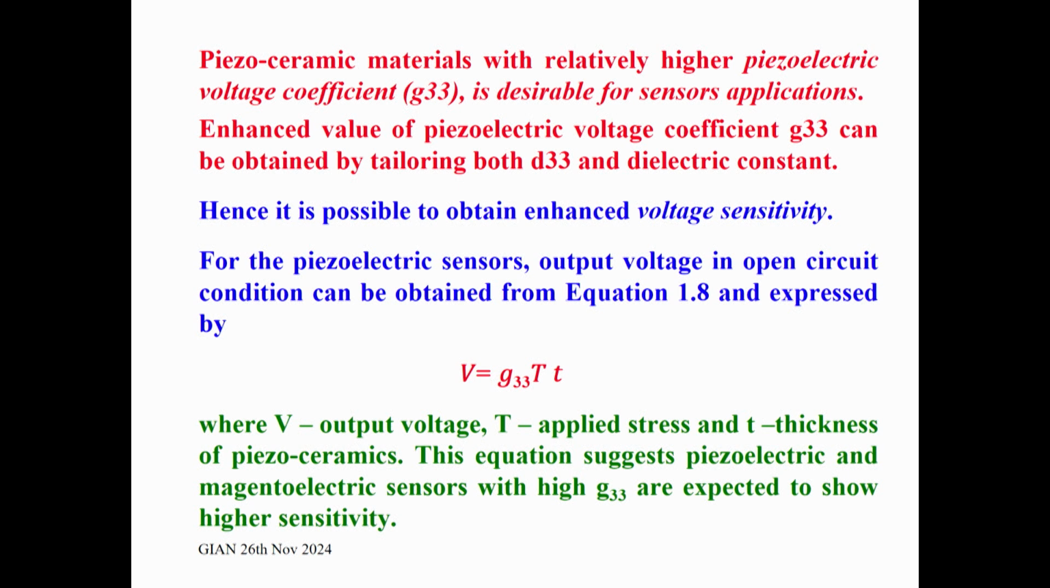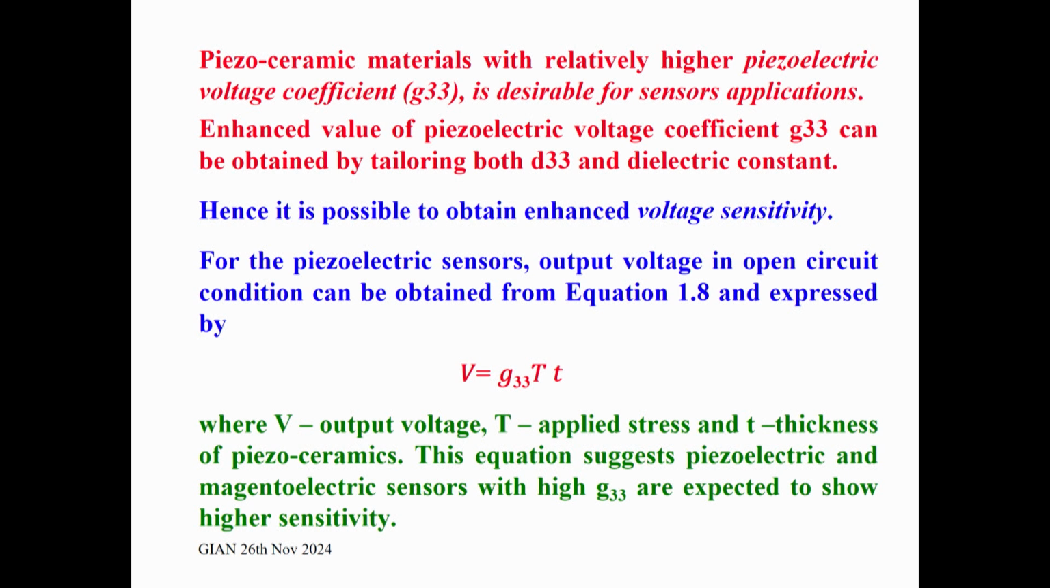Now, piezo ceramics with a relatively higher piezoelectric voltage coefficient, that is the G33 coefficient, are desirable for sensor application. If you are looking for the development of a sensor application, then what is required? It should have a higher piezoelectric voltage coefficient. The enhanced value of the piezoelectric voltage coefficient can be obtained by tailoring both the D33 value and the dielectric constant of the material. So, it is possible to obtain high voltage sensitivity in these kinds of materials.